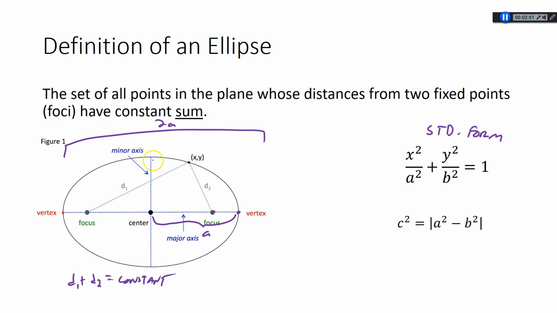The b value is the vertical distance. It's like half of the minor axis. So b is the distance from the center to the top. So a is from the center to the right or to the left. b is from the center to the top or to the bottom.